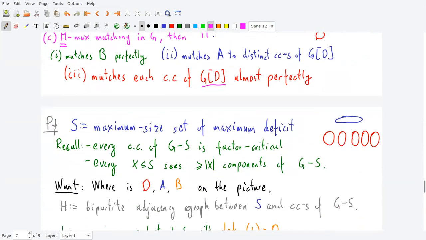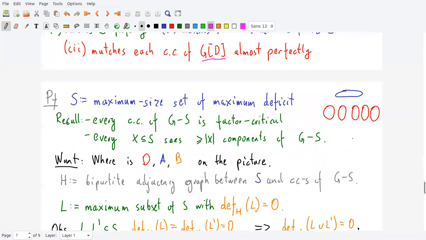Good. So now we go to the proof of this theorem. And the proof will revolve around the same kind of ideas that we had before about looking at the maximum size set of maximum deficit and understanding the structure around the set. In particular, what we want to understand is how the sets D, A, and B look on this picture. If S is this maximum size set of maximum deficit, and here are the connected components of G minus S, how do D, A, and B look on this picture?